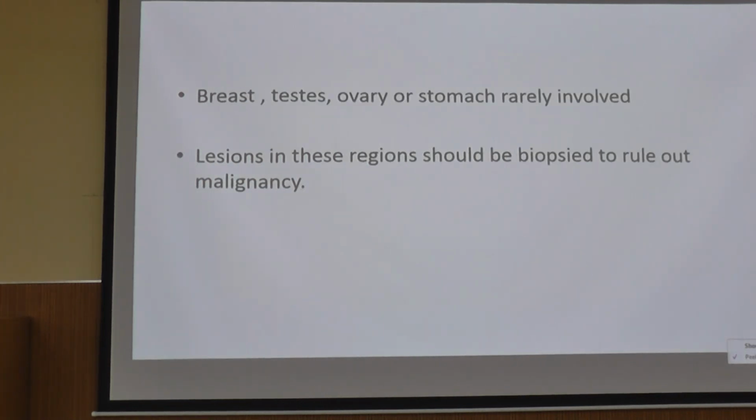So what areas are not involved? Breast, testis, ovary or stomach are very rarely involved. If there is a lesion there, and you think it is because of sarcoid, definitely it is suspicious and you have to do a biopsy to rule out malignancy. You can't take it for granted because these areas are very, very rarely involved. So, okay.